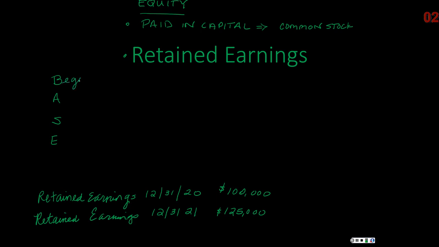B is for beginning balance. So retained earnings beginning balance. If you're given two sets of numbers like this, it's typically going to be the older of the two. So in this case, 100,000 was the beginning balance. So that was the balance at the end of 2020. On January the 1st, it became the beginning balance for this company.